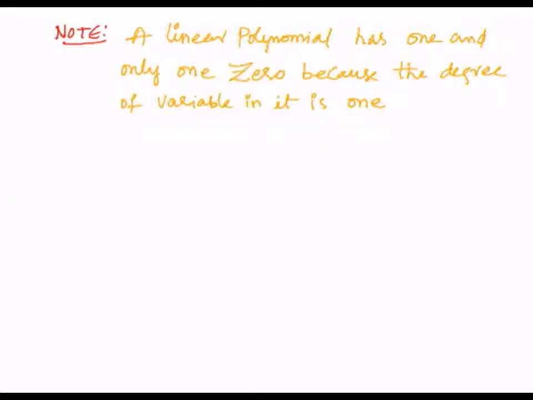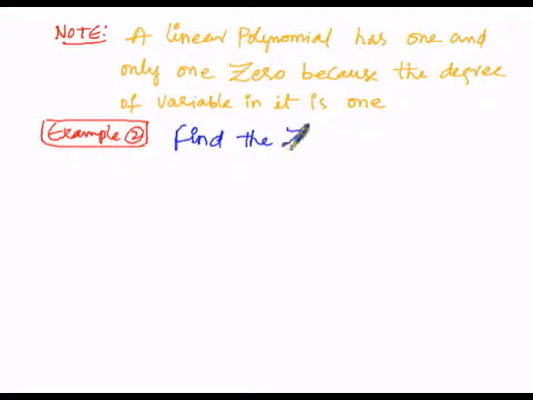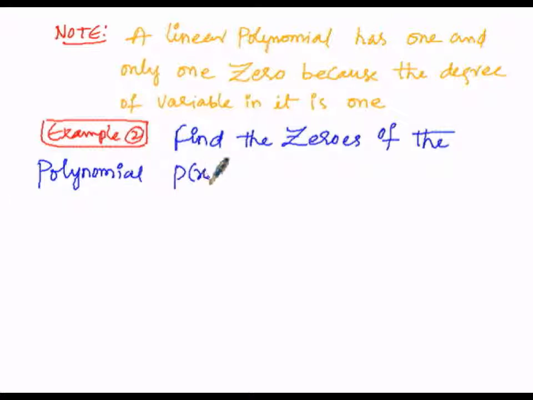Then let us go for one more example, that is example number 2. Here let us find the zeros of the polynomial given by p of x is equal to x square minus x minus 2. We have to find the zeros of this polynomial. This polynomial consists of 3 terms: the first term is x square, the second term is x, and the third term is 2, separated by minus signs in between.